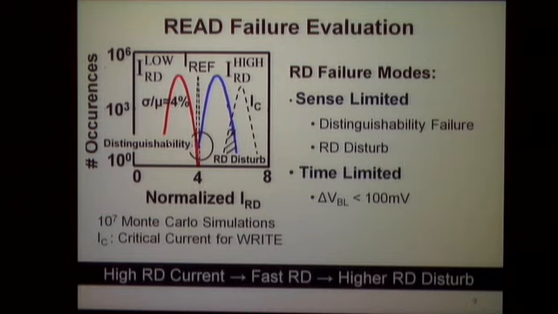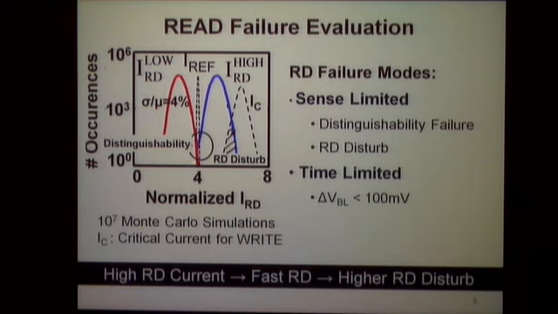This is a Monte Carlo simulation showing the two different distributions for read current. This is the lower of the read currents. The blue one is the higher of the read currents, and we have failure modes which are shown here. The first is the sense limited failure, which means that in the given amount of time that we need to read, we could not distinguish between a high state and a low state.